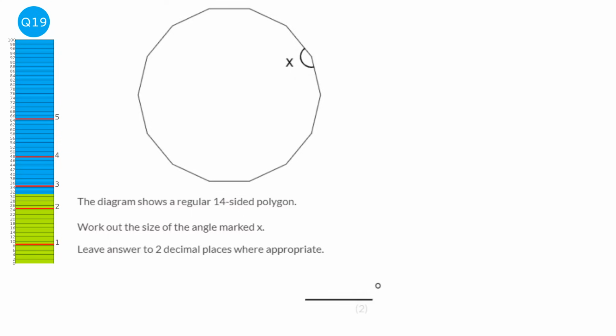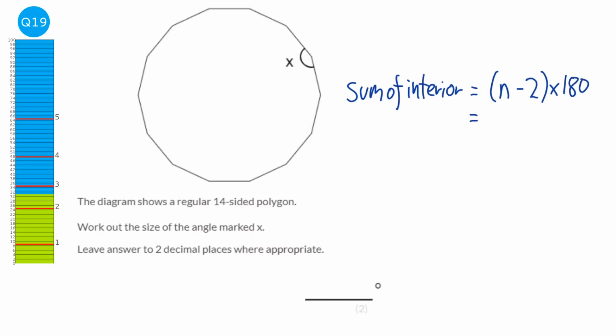233%. To find the angle marked x, we first of all need the formula that the sum of the interior angles is equal to the amount of sides the polygon has, take away 2, and then times by 180. So this has 14 sides, so it's 14 take away 2, which would be 12 times 180. And then when we do that on the calculator, we get 2,160. Now that's the sum of them, so that will be all of them added together.